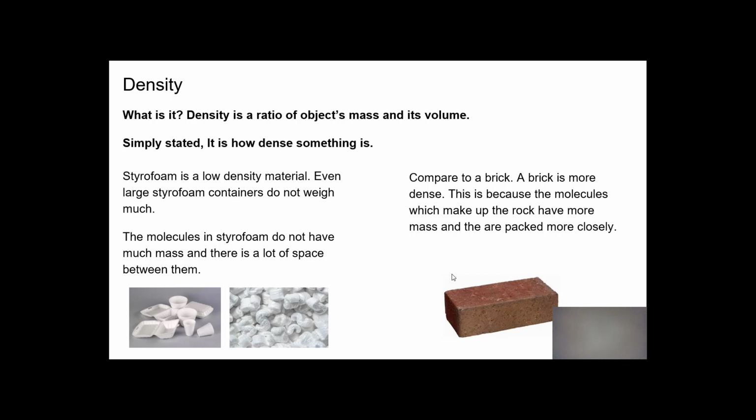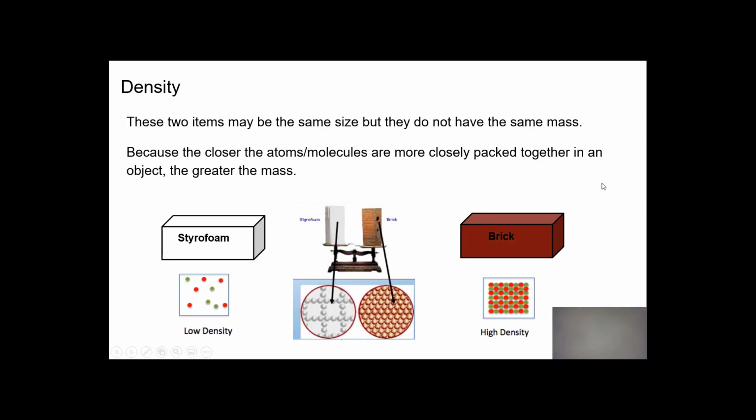However, something like a brick is way more dense, and that's because the molecules have just been shoved together, very, very dense. They are packed more closely, so there's going to be mass behind it where the styrofoam does not have it. A brick has a very large amount of density, everything's dense in it, whereas styrofoam is a low density material. These two items may be the same size, but they do not have the same mass, because the more closely the atoms or molecules are packed together in an object, the greater the mass.